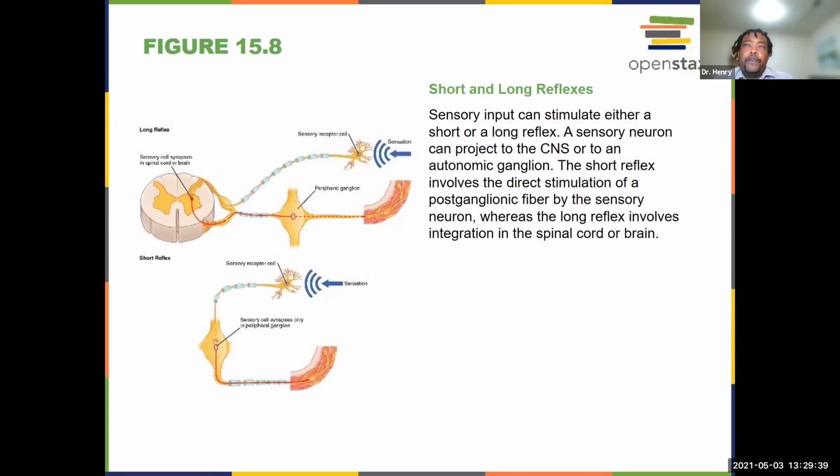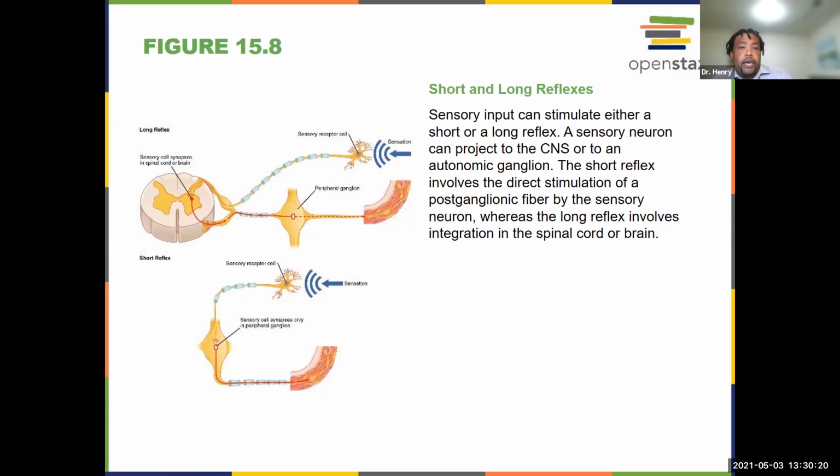So this here is basically an example of the short and long reflexes. In the case of the long reflex, we have the sensation that we feel. The sensory receptor cell picks it up and transfers the signal to the central nervous system, so that'll be either the brain or the spinal cord. From there, it'll send the reflex out to the peripheral ganglion, and then the peripheral ganglion will send the reflex on to the effector.